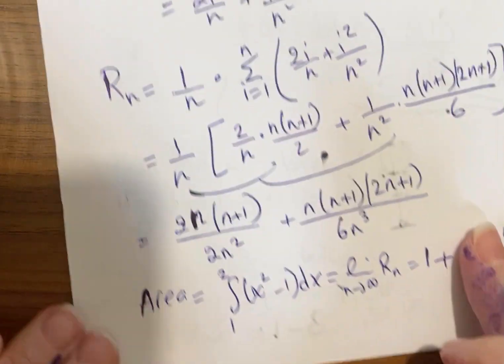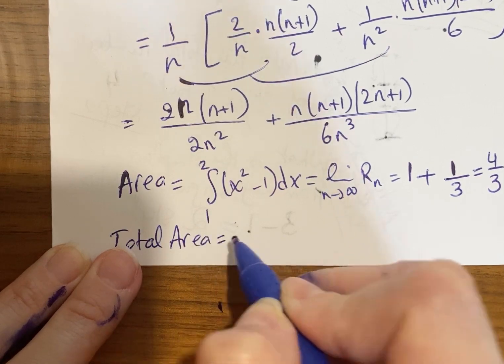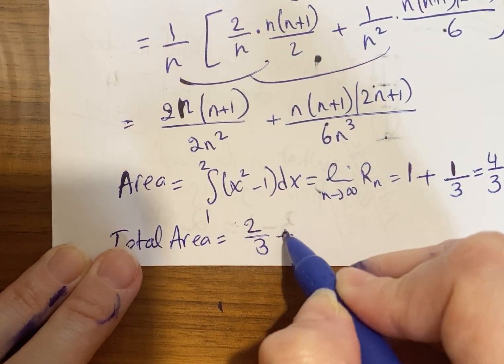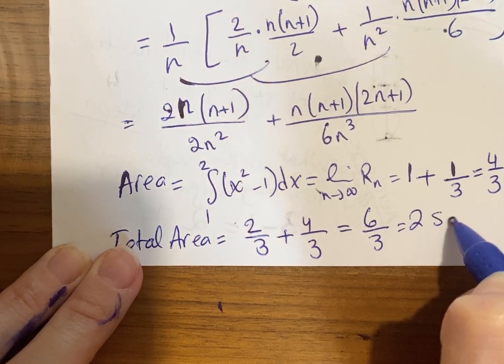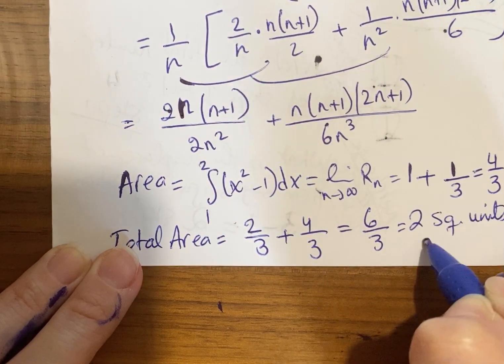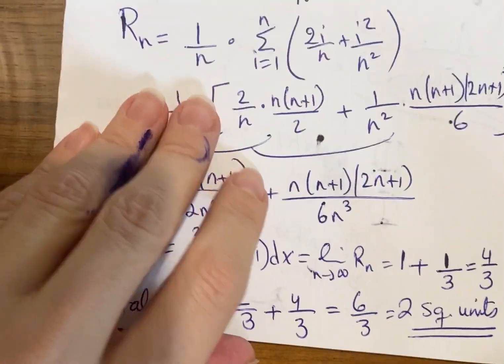Then what is the total area that we're looking for? The total area shaded is the 2 over 3 from the first piece plus the 4 over 3 from the second piece, which is 2 square units. This is how we relate areas to definite integrals. So it's very, very important to know how to relate areas to definite integrals.